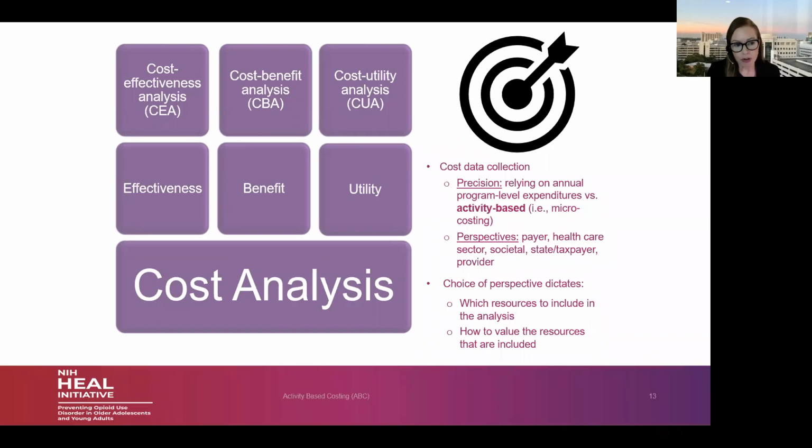And when dealing with prevention programs, other perspectives, something a little bit more narrow like the payer perspective, can be very important. This could be framed from, say, the state or taxpayer perspective, for example, depending on the program. We're also interested in the societal perspective, which is broadest and includes things like subsidized or donated resources.